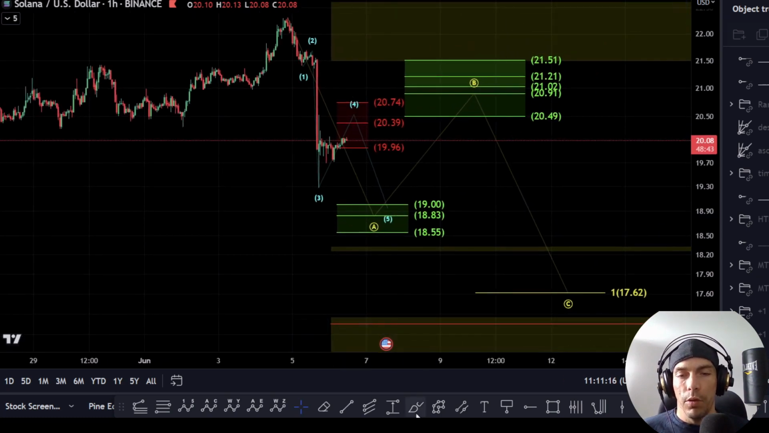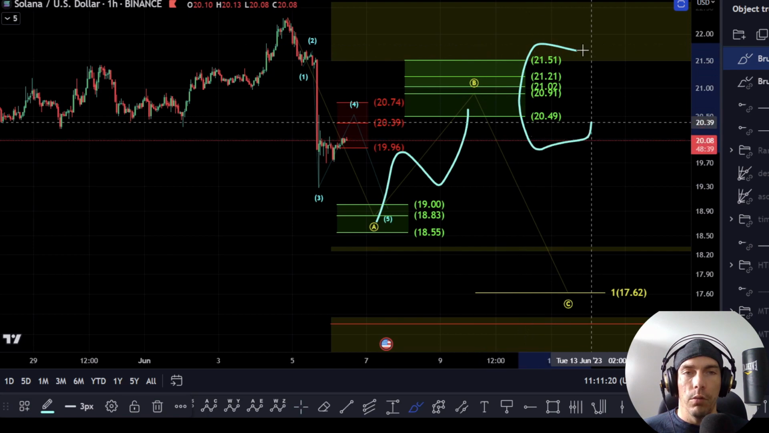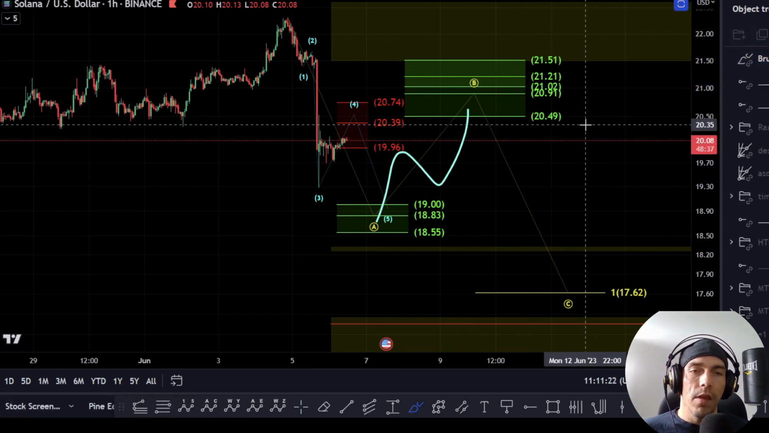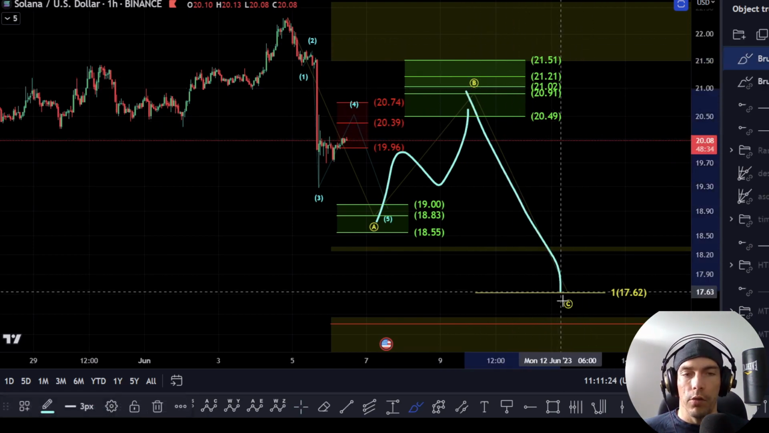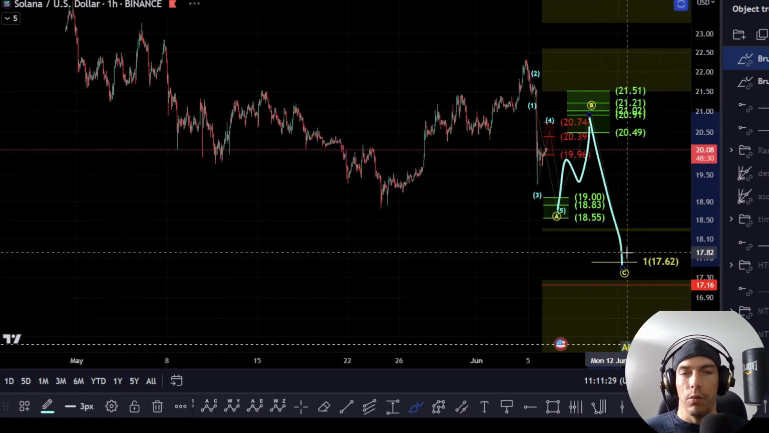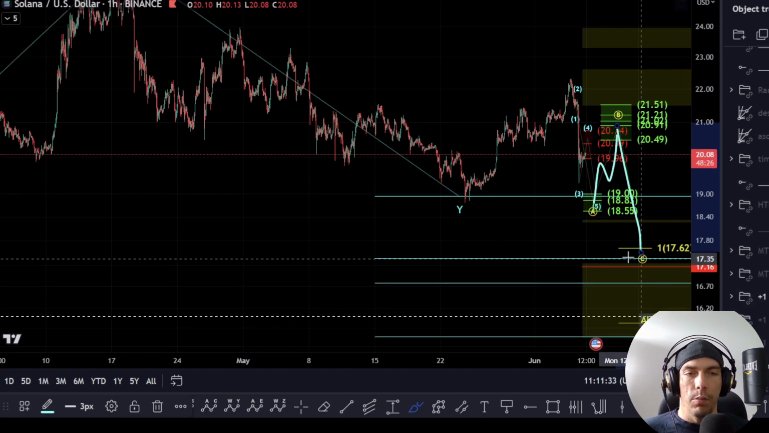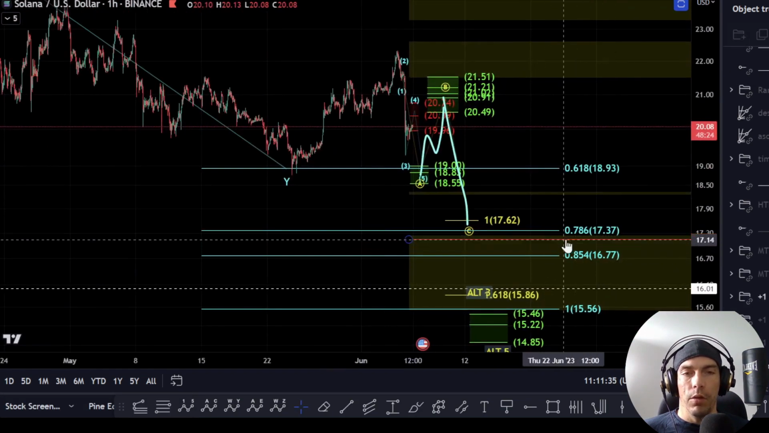In which case, what we'd be on the lookout for is the potential for a 3-wave move to the upside, looking to reject off of this 21.51 to this 20.49 before continuation to the downside towards this target here of this 17.62. Now, this would tie into that idea of actually coming back down here, looking at this as a bigger W, X, and a Y, and would actually be looking for this area here of this 786.